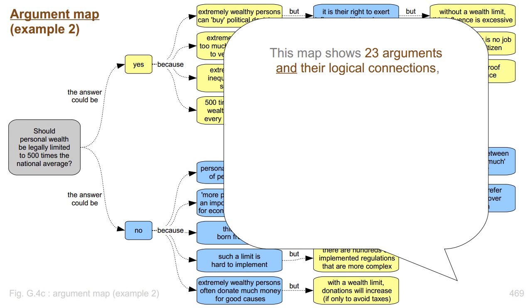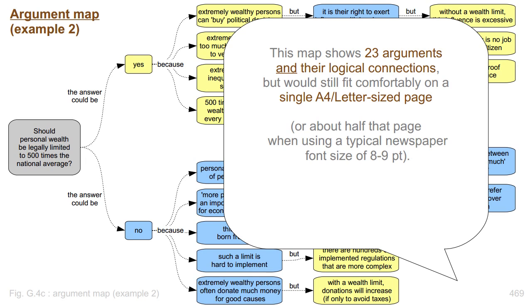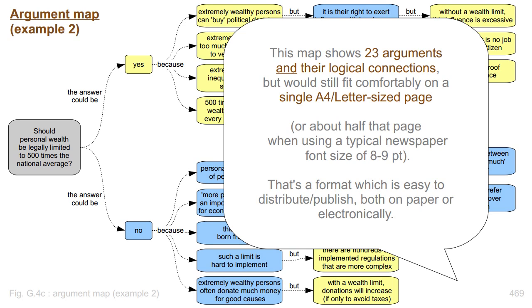This map shows 23 arguments and the logical connections, but would still fit comfortably on a single A4 or letter-sized page, or about half that page when using a typical newspaper font size of 8 to 9 point. That's a format which is easy to distribute or publish, both on paper or electronically.